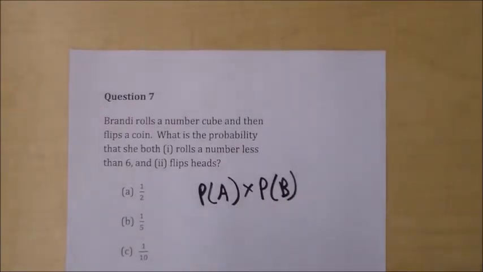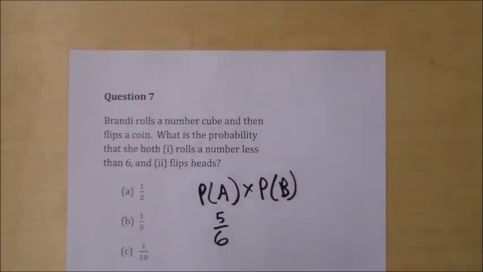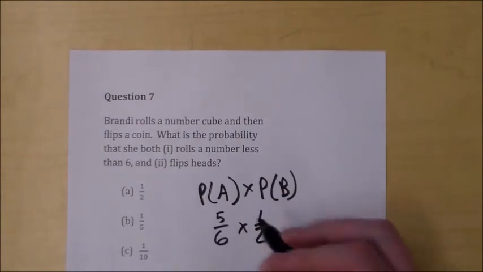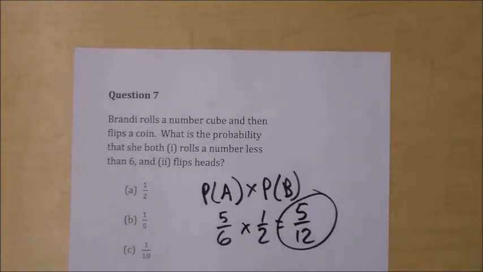Here, the probability of the A event of rolling less than a 6 is 5 out of 6. There are 6 choices when you roll a number cube, and 5 of them are less than 6. Flipping heads is 1 out of 2, and your answer is going to be 5 over 12, and we're good.